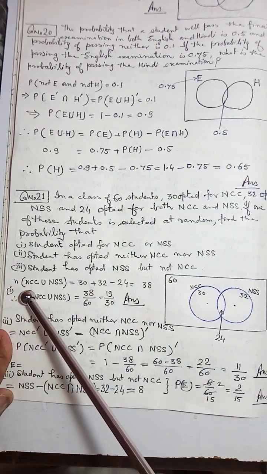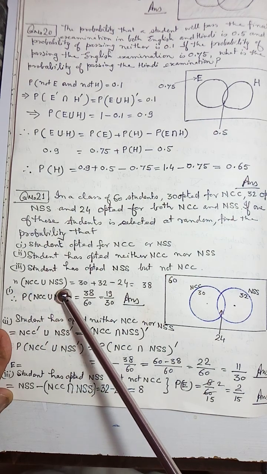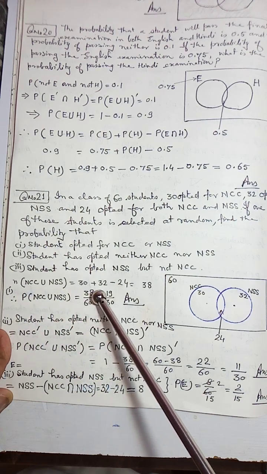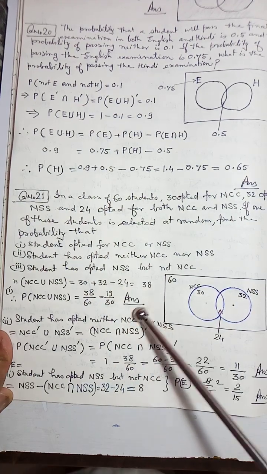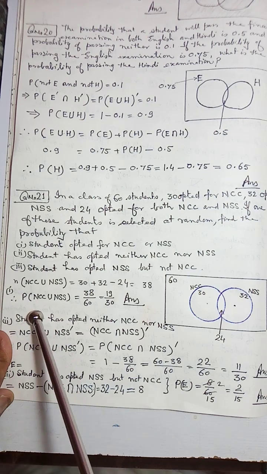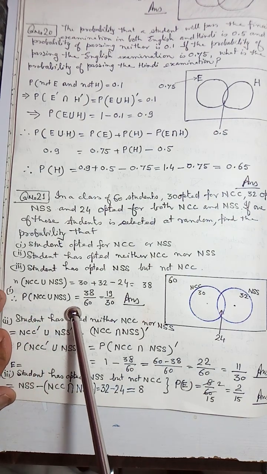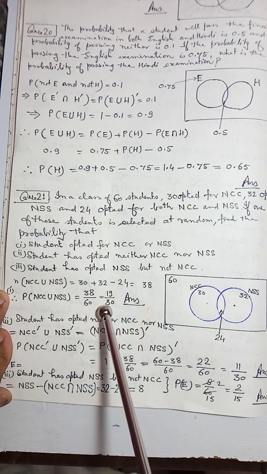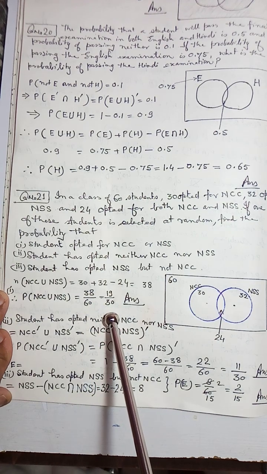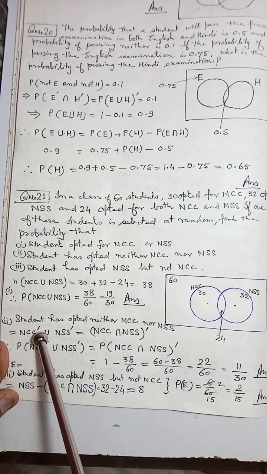So number of NCC union NSS is 30 plus 32 minus 24, and it will be equal to 38. Therefore, the probability of NCC union NSS will be equal to 38 divided by 60, and it will be equal to 19 by 30. Then this will be the required answer. Now come to the second part.